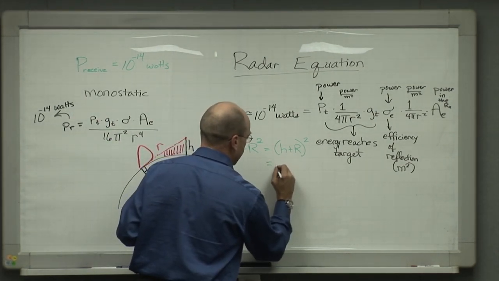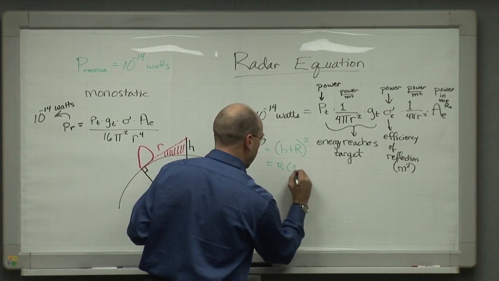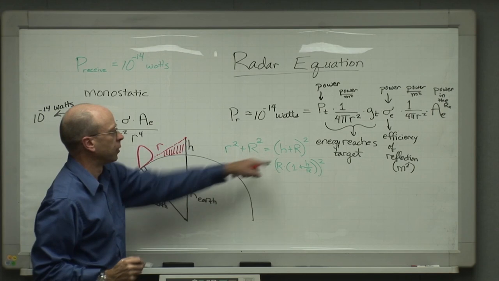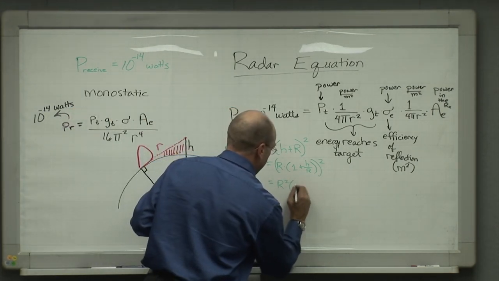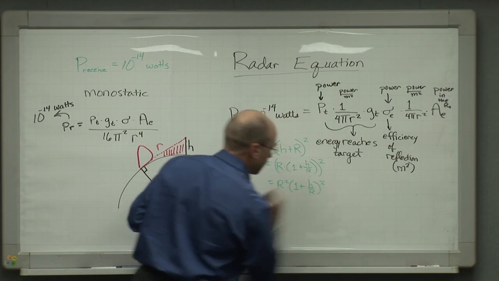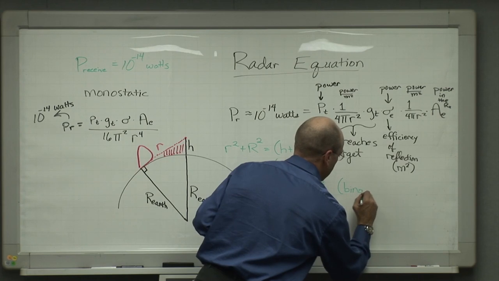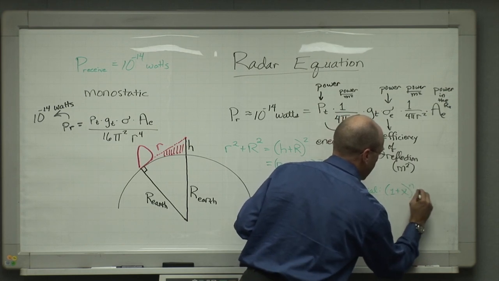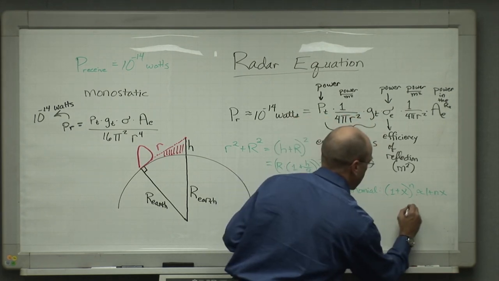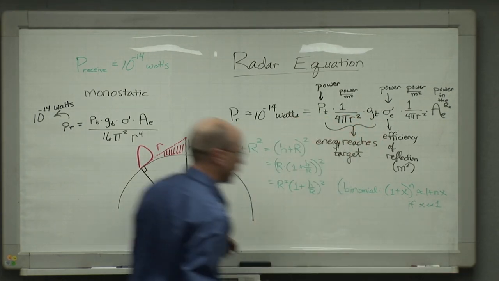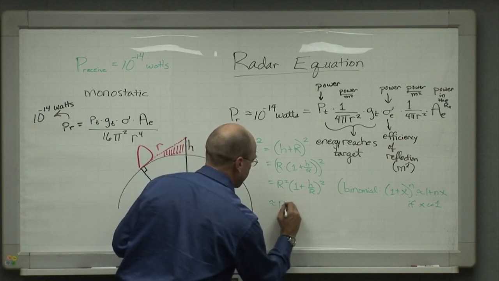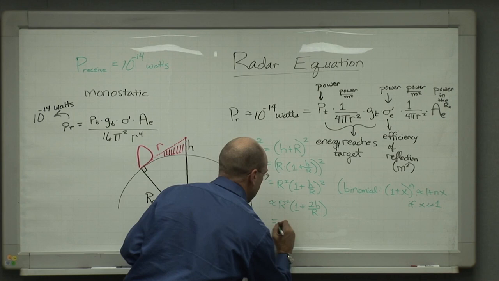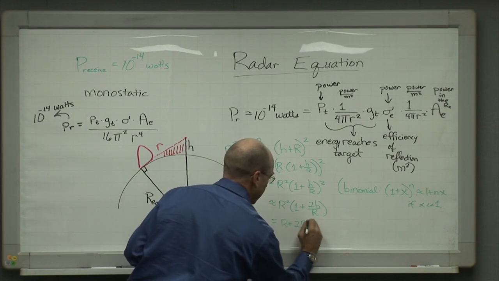We'll say that this is equal to R times 1 plus, and there's a reason I'm going to do this, 1 plus h over R, still quantity squared, I just pulled the R out. That's equal to R squared times 1 plus h over R squared. Now I'm going to use the binomial theorem, which says that 1 plus x to the n is approximately equal to 1 plus nx if x is much, much less than 1. So this is approximately equal to R squared times 1 plus 2h over R, which is equal to R squared plus 2 times R times h.